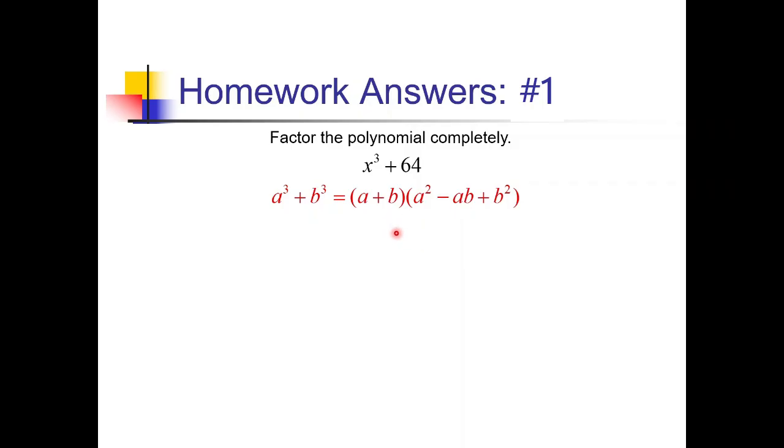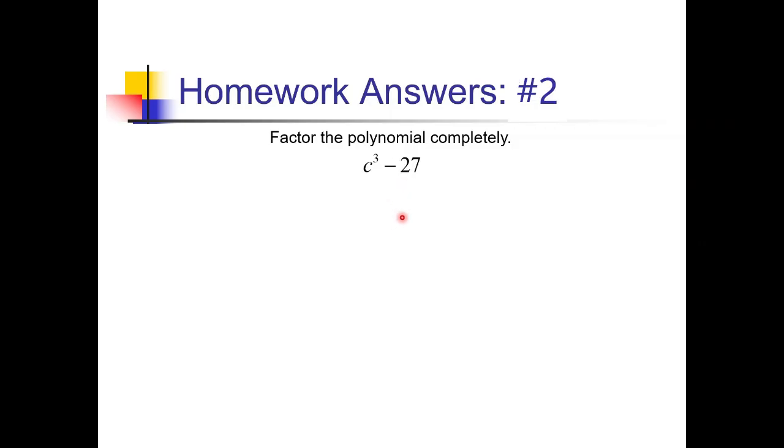So to do this, I'm just going to take the cube root of x cubed and 64. Cube root of x cubed is just x, that's my a value. Cube root of 64 is 4, that's my b value. So I have an x plus 4 for that first parentheses. And then a squared is going to be x squared. Minus ab is going to be minus x times 4, so minus 4x. And then b squared is 4 squared, so that's going to be 16, and that's as factored as these things are ever going to get.